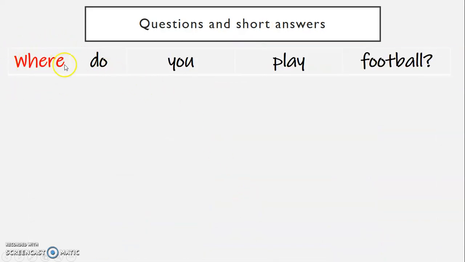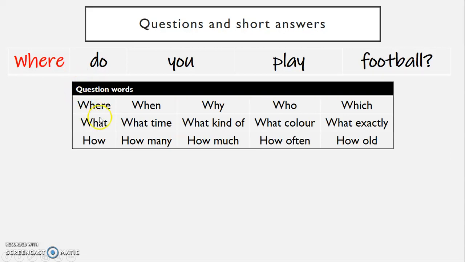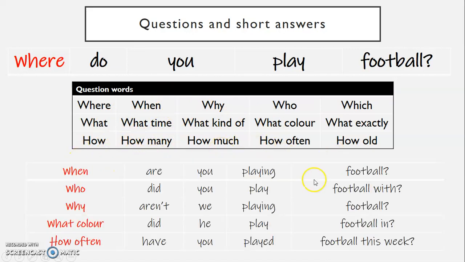When we add a question word, it goes before the auxiliary, like where do you play football? This is for long answers. You play football in many places. Other question words: when, why, who, which, what time, what kind of, what colour, what exactly, how many, how much, how often, how old. So look at these questions and think of the differences.